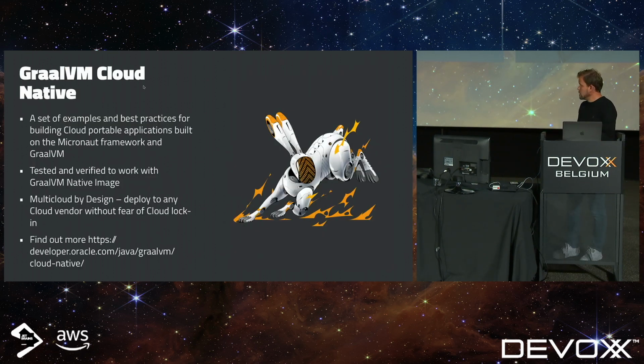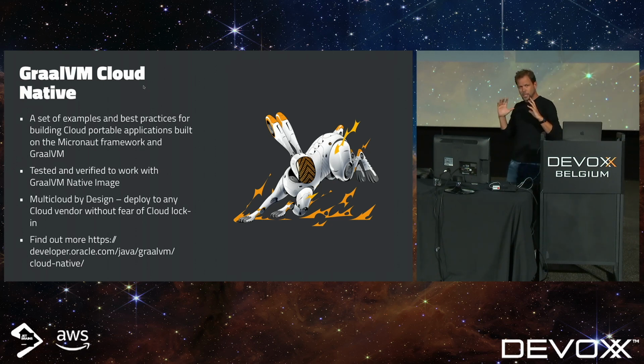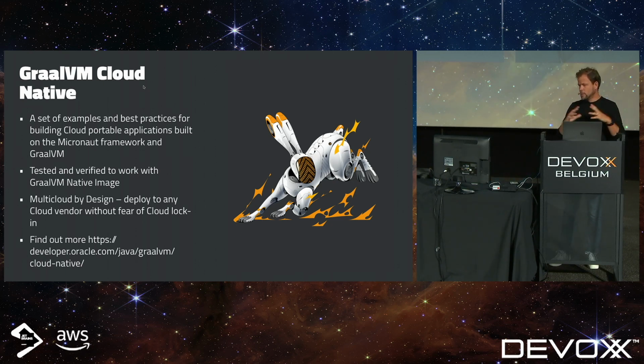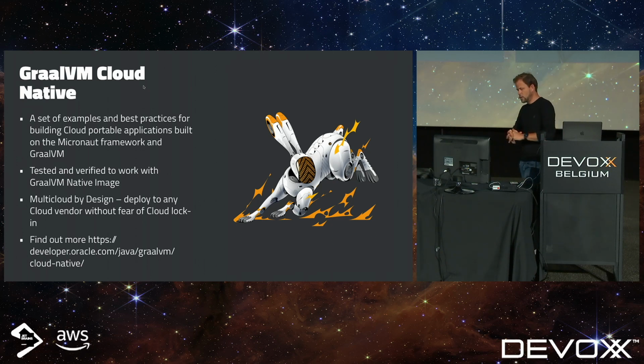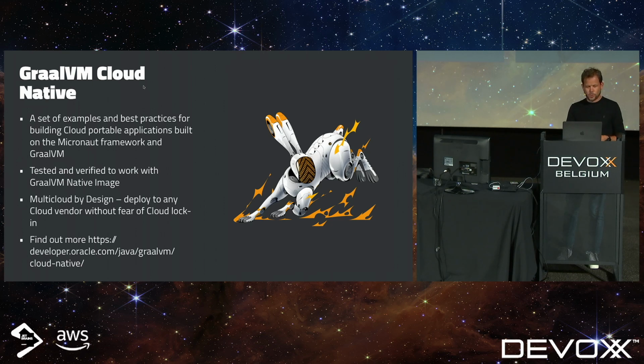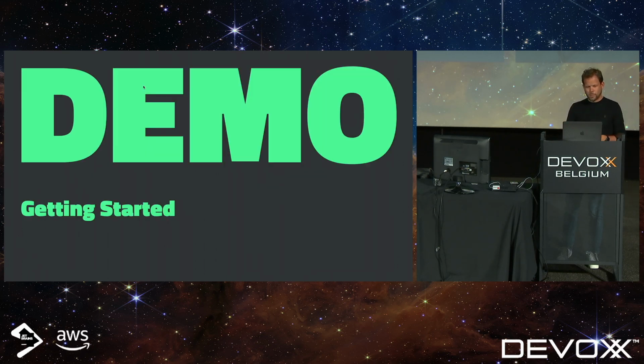And more recently as well, we're working on an initiative called GraalVM Cloud Native, which is currently a set of examples and best practices for building cloud portable applications built on the Micronaut framework and GraalVM. It's tested and verified to work together with GraalVM native image. And it's multi-cloud, right? So we're targeting making sure that GraalVM native applications written with Micronaut work across all the clouds without vendor lock-in. So you can find out more at that URL what we're up to as we work together with the GraalVM native image team.